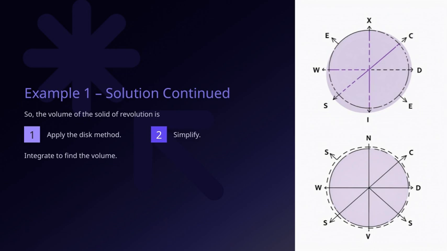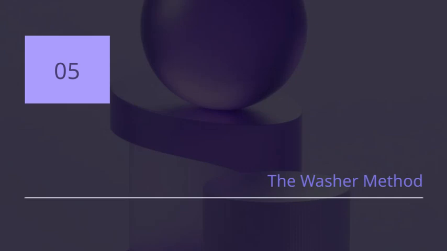revolution. This slide continues our example, showing how these steps come together in a practical problem. Remember, the key idea here is to break down complex shapes into manageable parts and then use integration to find the volume. Now, let's take a look at the washer method.